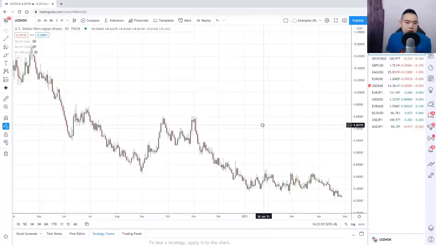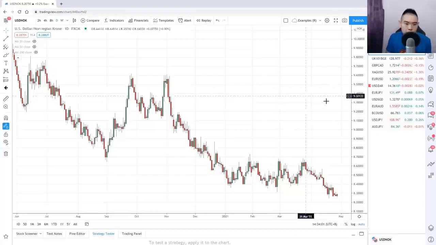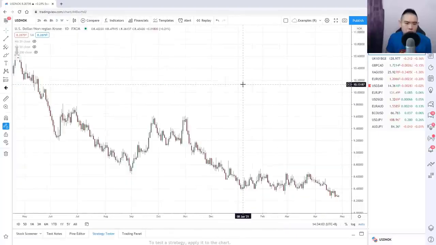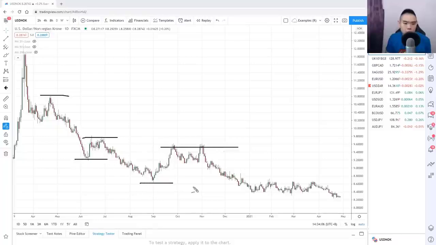Another example, dollar against the Norwegian krone. What we can do is use this platform I'm using, called TradingView. You can click reset chart and just zoom out a little bit, and then ask yourself, is this market heading higher or lower over time? So we can see a series of lower high, lower high, lower high, lower low, lower low, lower low. We can see that this market is heading lower.